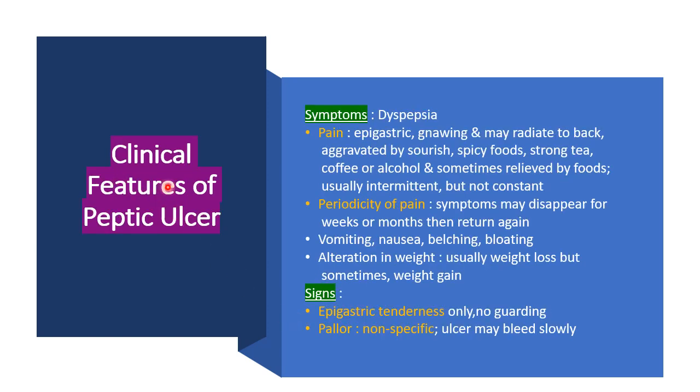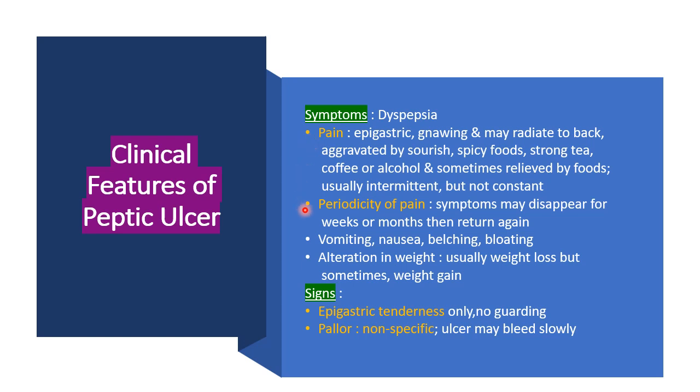Now we come to the clinical features of peptic ulcer. What are the symptoms and signs? The main symptoms are classified into what we call dyspepsia, which is characterized by pain, the most important symptom. The pain is in the epigastric region, gnawing in nature, and may radiate to the back, and is usually aggravated by sourish, spicy food, strong tea, coffee, and alcohol. At times it is relieved by taking food, and the pain is usually intermittent, rarely constant.